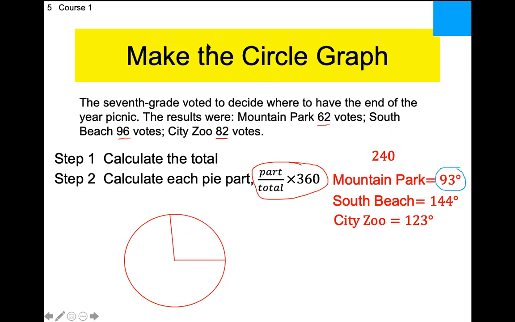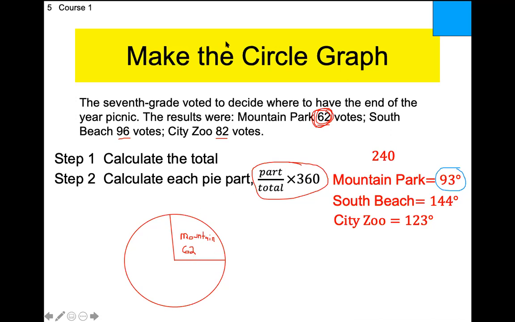As soon as you get that, make sure you label. So let's see, my label, this is mountain. I should have hit the text thing, but I didn't, and I'm out of space. And we know how many mountain votes there were? 62. So we put mountain 62. Cool. We don't put 93, that's the degrees. We put the value right here of the votes. 62 votes. If you want to put 62 votes, you could.